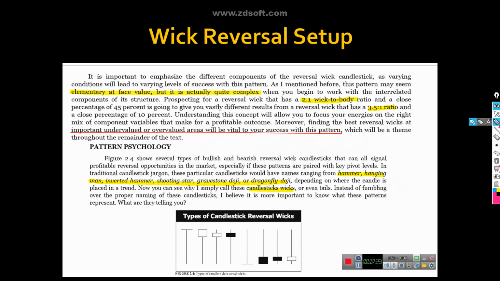If you see the technical books, you'll find these names: hammer, hanging man, inverted hammer, shooting star, gravestone doji, dragonfly doji. Whatever, there are n number of names for this kind of candlesticks. But this author will call all of them by a simple name: wick reversals, candlestick wicks, or even tails. So these candles will look like this. Whenever these candles are seen on your chart, some kind of reversal could happen. But these are not stone-written rules. Just remember, you need to apply this concept as per your judgment.